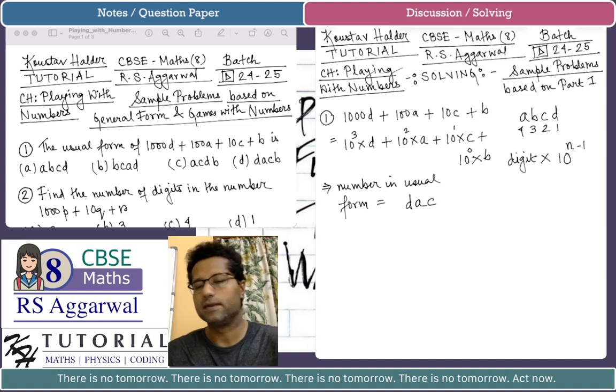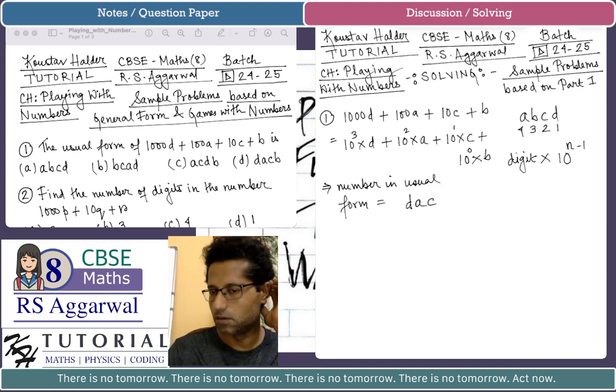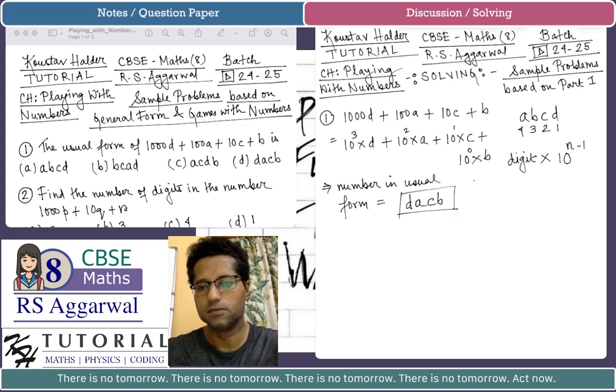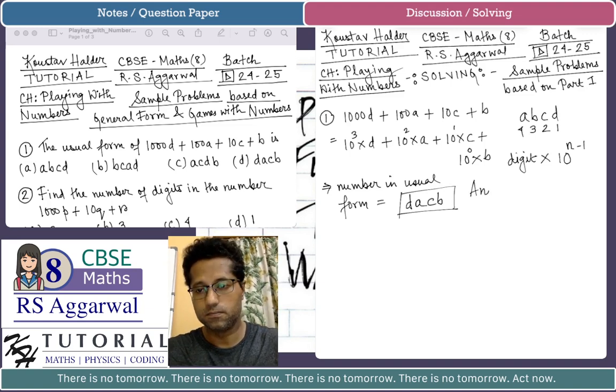And we know that the term b is 10 to the power 0 multiplied by b. So 10 to the power 0 means its position is 0 plus 1, that is the first position from the right hand side. So this is the number DACB. So the correct choice is D.